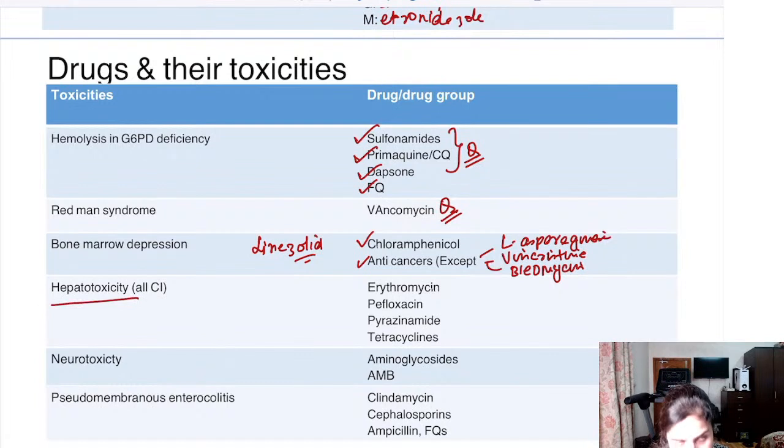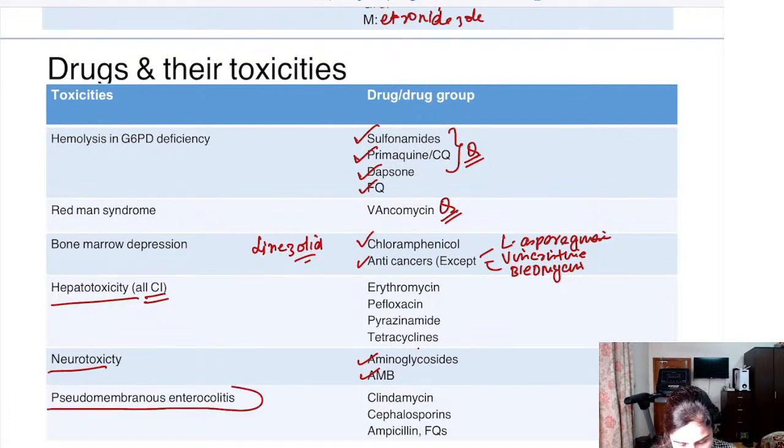Then hepatotoxicity, for the liver, all of them are contraindicated: erythromycin estolate, pefloxacin, pyrazinamide, tetracyclines. I'll be taking up the anti-TB drugs next time when I take up the specific antimicrobials, where we'll see which of the drugs are safer and not safer. They're more important there. So for now we are talking generally about toxicities. Neurotoxicity, again 2 A's, aminoglycosides and AMB, amphotericin B.